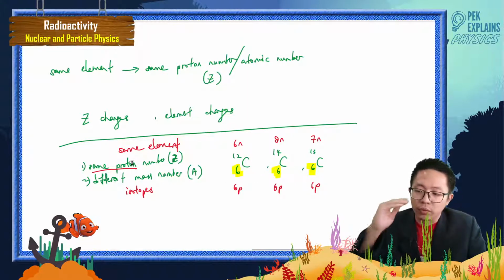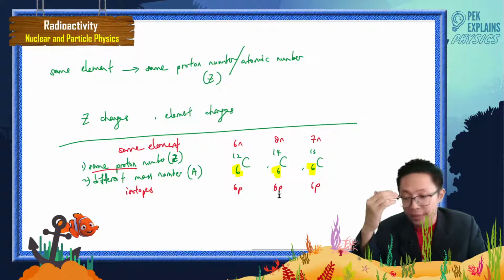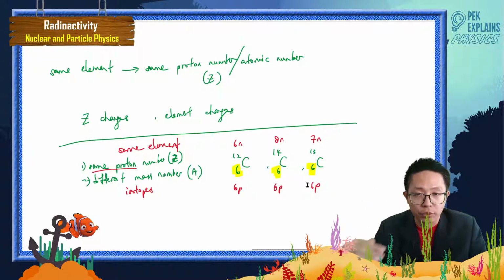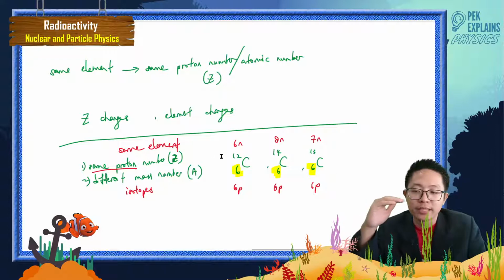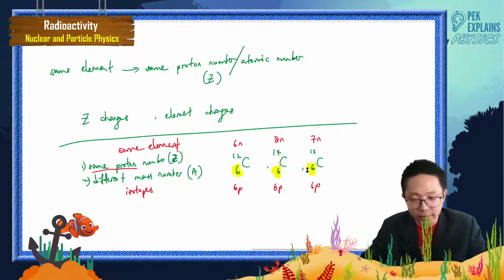Okay. So when talking about element, we look at the proton number only. We don't look at the mass number. Even if the mass number changes, they are still the same element if they have the same proton number. They are just isotopes with different mass numbers, but they are still the same element.